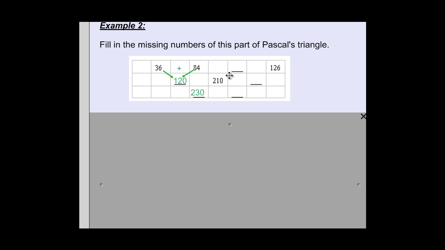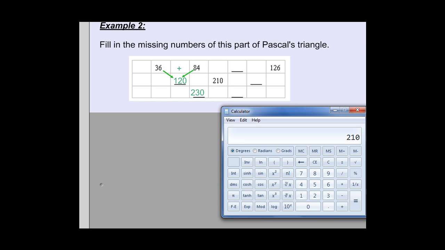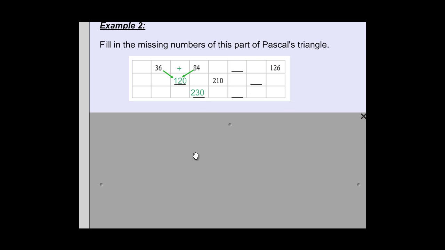Okay, let's talk about this one. We know 84 has to add to this value to give 210. So we'll just do the reverse. We'll do 210, and we'll subtract 84, and we'll find that this value is 126.